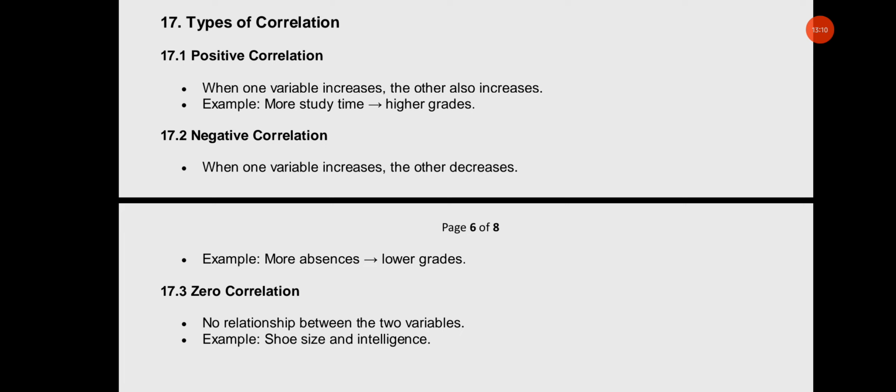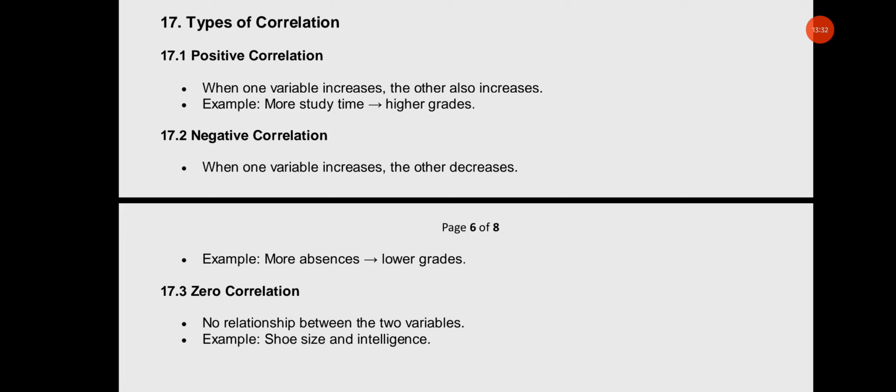When one variable increases and the other decreases, it's called negative correlation. For example, more absences, lower grades. So, absences are higher, grades are lower. One variable is increasing and the other variable is decreasing. So, this is a negative correlation.